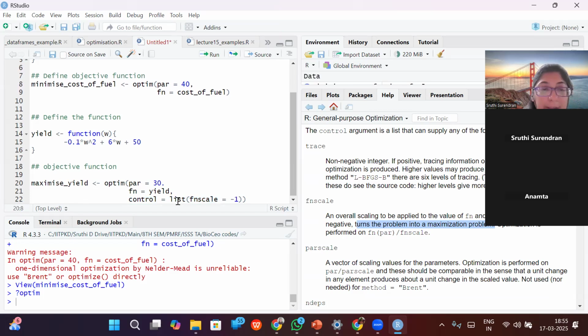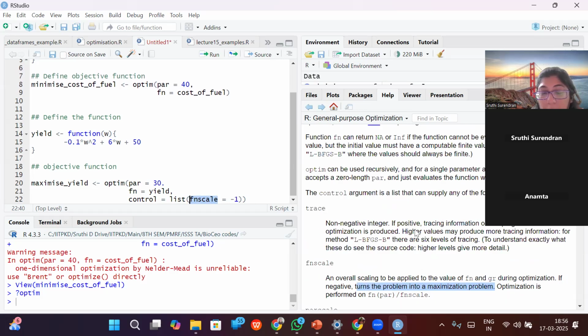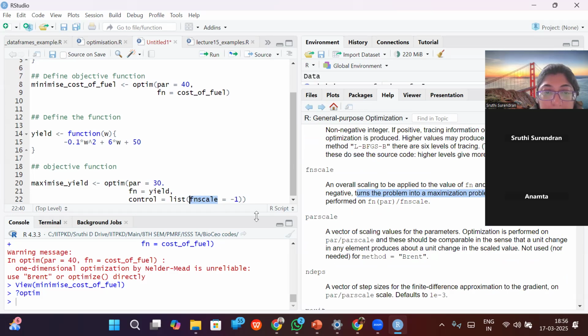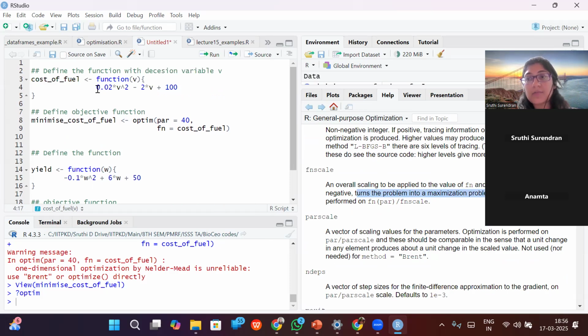But what we require is to maximize the yield. So in order to make it a maximization objective function, we use this control argument, which has to be given in the form of a list with the component fnscale put as -1. So whatever the problem is, it will find the negative of it. This equation, it will write as negative. In that case, what we are going to get is the maximized value.